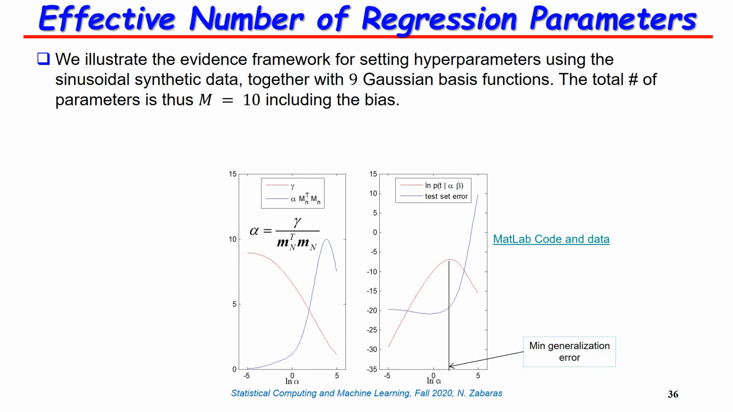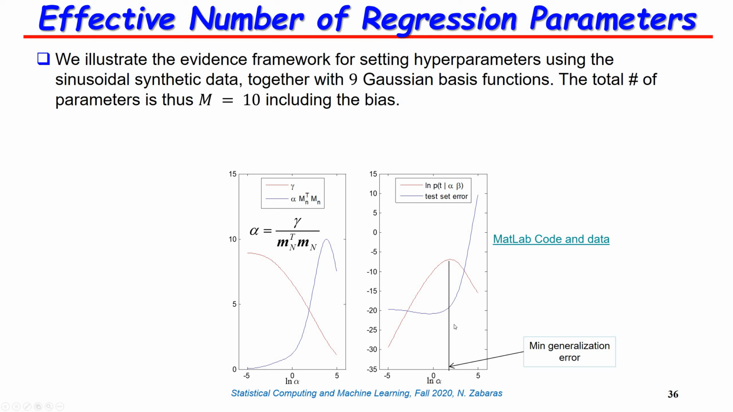All right. So if you remember in our iterative process for alpha, we had that alpha was gamma over mn transpose mn. So you plot here alpha times mn transpose mn, that's this curve. You plot this for different values of alpha, and you plot gamma. This is this curve. The point where they intersect will give you the right value alpha hat for your model.